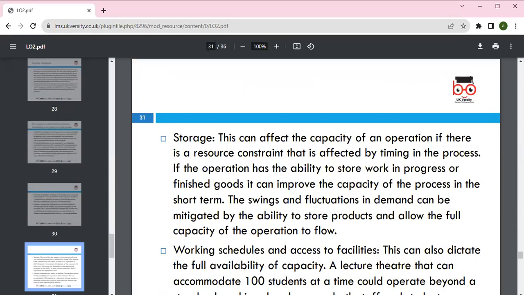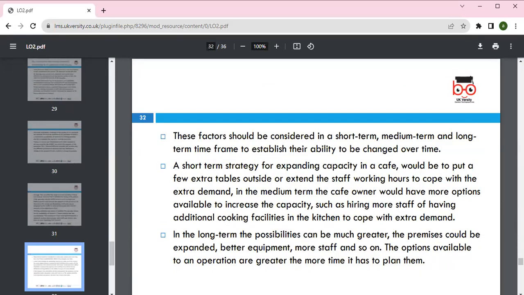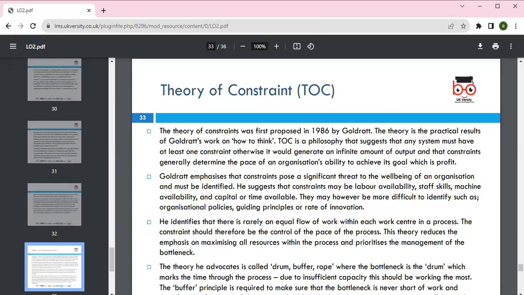So these we can look at: storage, constraint, working schedule, and access to facilities. What we have is the theory of constraint, where constraint means limitation, which was developed by Goldratt in 1986. The theory is the practical result of work on how to think about constraints. I can give you some practical numerical examples which we can use to identify these, and that will help.